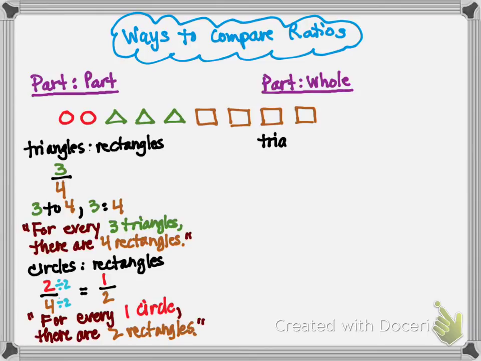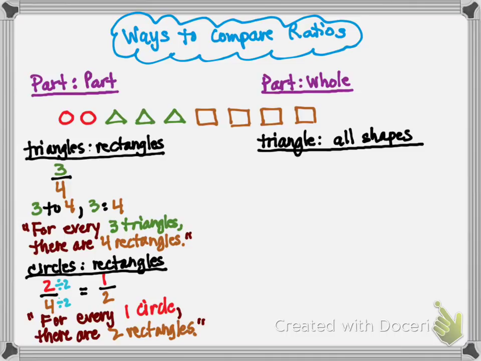So let's do triangles compared to all shapes. I'll just draw lines under these. And so I count up and I have 3 triangles, and altogether I get 4, 5, 6, 7, 8, 9 shapes. Okay, so 9 is the sum of all shapes. But just like we had before, I can reduce 3 and 9 by a 3, so I have to do that before I can talk about it being in a ratio form. And I get 3 divided by 3 is 1, and 9 divided by 3 is 3.